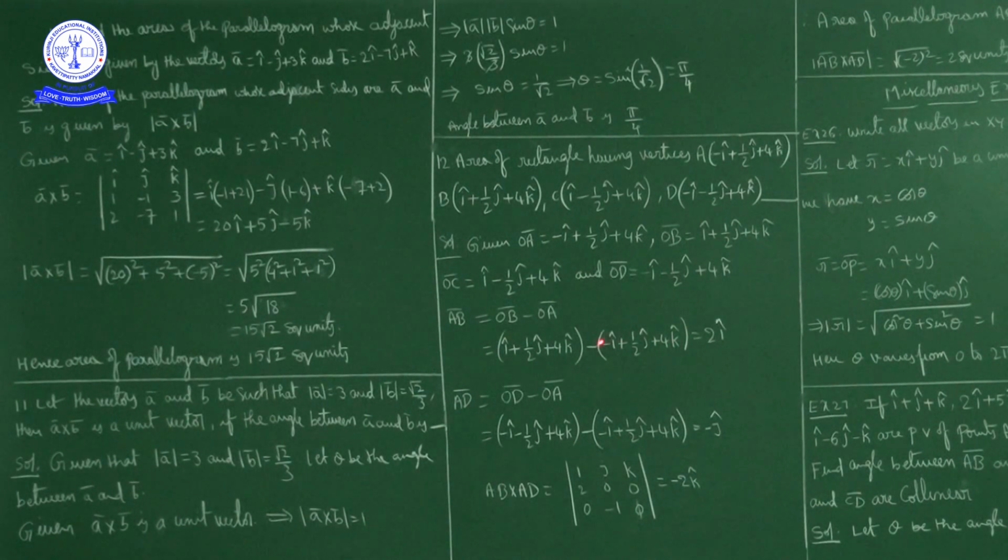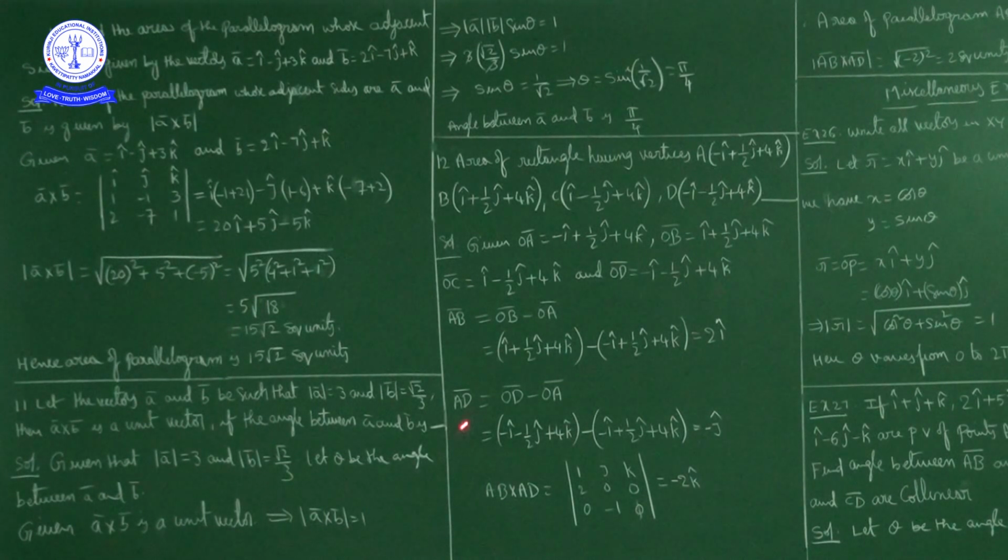Okay. Now minus of minus plus I cap, plus I cap is what? 2I cap. Now 1 by 2 j cap minus 1 by 2 j cap cancel, 4k cap minus 4k cap cancel. So I cap plus I cap is what? 2I cap. So AB bar is what? AB bar is 2I cap.